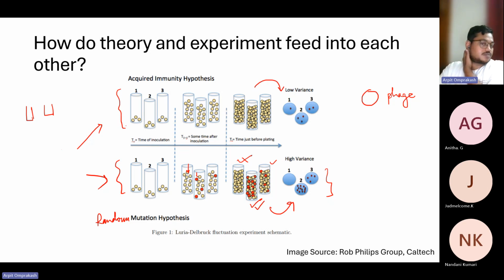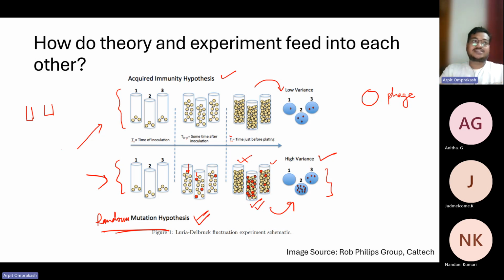So in the first case, if we carry out this experiment and we see low variance, then this theory is correct. And if we carry out this experiment and we see that there is a high variance, then this theory is correct. What they figured out eventually is that the data has high variance. So the random mutation hypothesis is the one that is correct. Mutations occur randomly and there's no directed mutation that occurs.